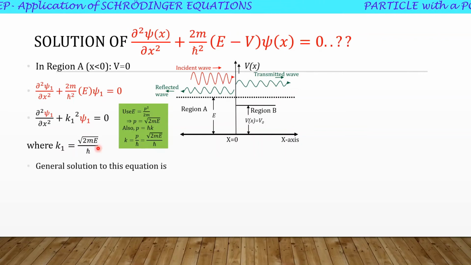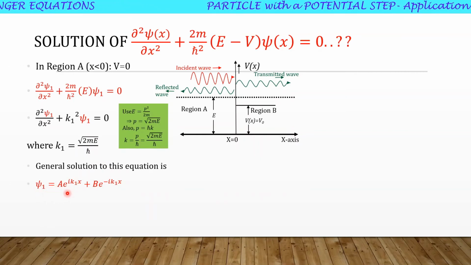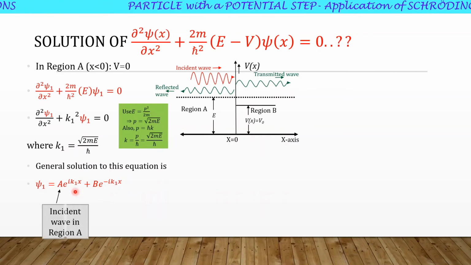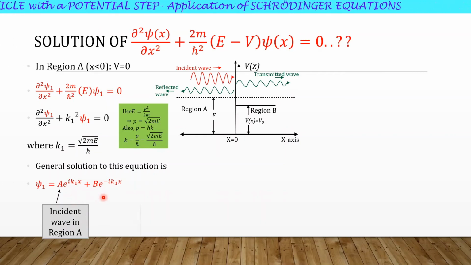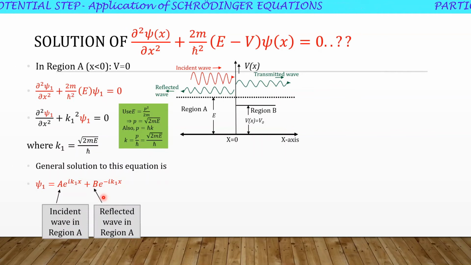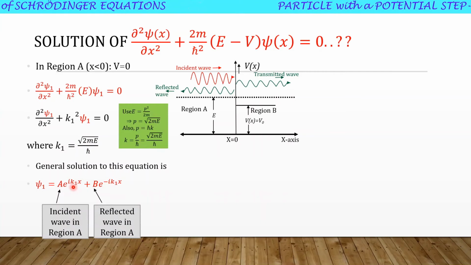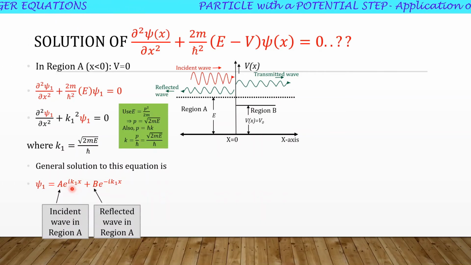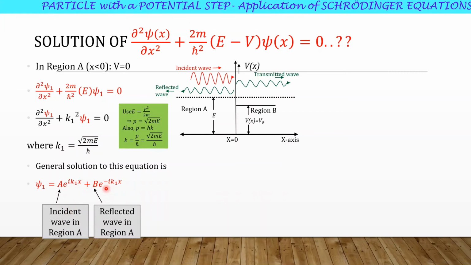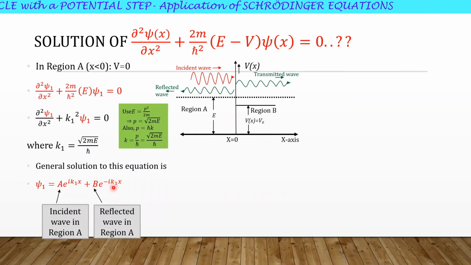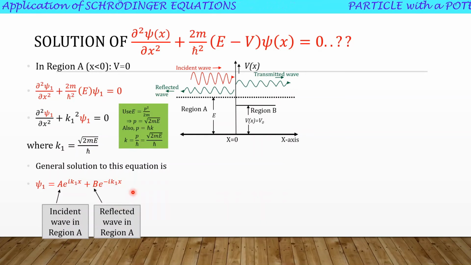In mathematics, the simple solution of this equation can be written in terms of exponentials. So psi 1, the solution of this equation, can be written as the sum of these two terms. The first term explains the incident wave in region A, while the second term explains the reflected wave in region A. You can also see it from the argument of the exponential. The positive argument describes that the wave is moving towards the positive x direction, so it must be the incident wave part. In the second term, the exponential has a negative argument, which says that this part is for the wave moving in the negative x direction, so it must be the reflected wave.